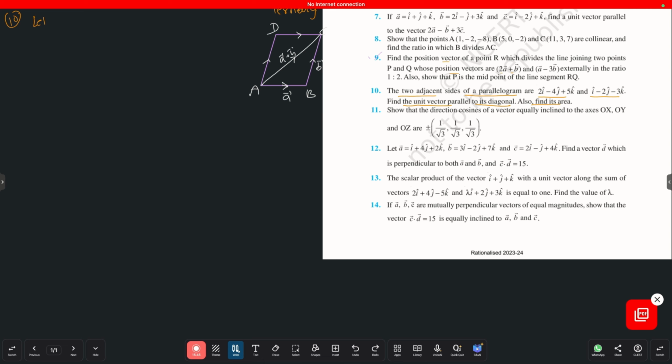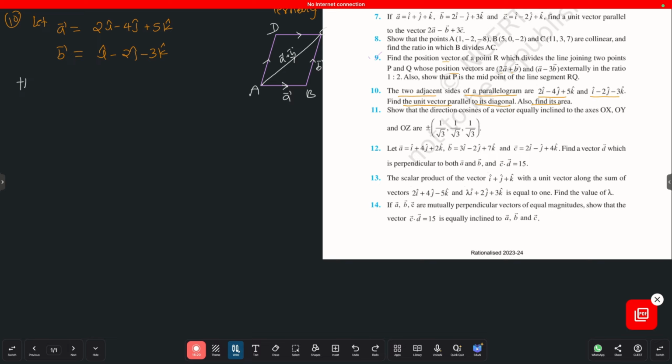I have assumed adjacent sides A vector and B vector. I am assuming the first one is 2i minus 4j plus 5k, and the second one is i minus 2j minus 3k. So A vector given, B vector given. In the first half, find the unit vector parallel to its diagonal. So what is the diagonal? A plus B. First of all, find A plus B.